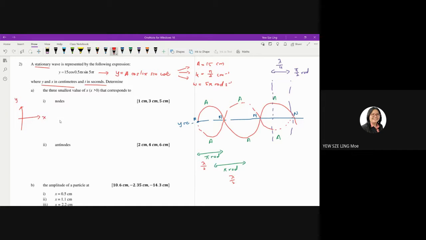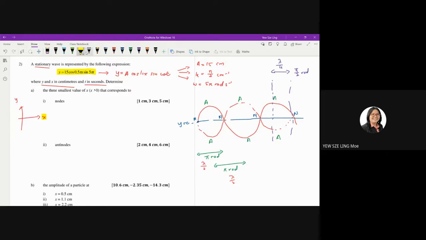y against x. So now what we want to find is the values of x. We want to find the positions of nodes and empty nodes. If you are given an equation y equals 15 cos 0.5 pi x sin 5 pi t, how are we going to solve it then?